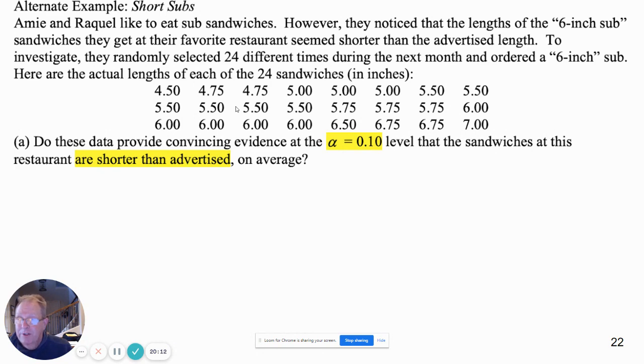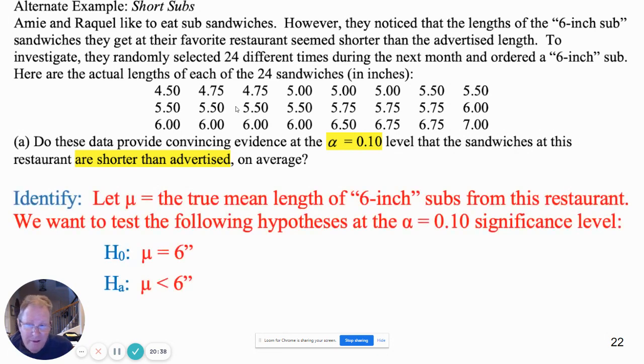So the question is this: do the data provide convincing evidence at the significance level alpha equal 0.1 that the sandwiches at this restaurant are shorter than advertised on average? Okay, so it says shorter than advertised, so I know we're going to do a one-tailed test. So the first thing we do, we write out our identify section. In the identify section, you're going to define your parameter, tell me the significance level, and write out the null and alternative hypothesis. So let mu be the true mean length of a 6-inch sub from this restaurant. That's how I'm going to define the parameter.